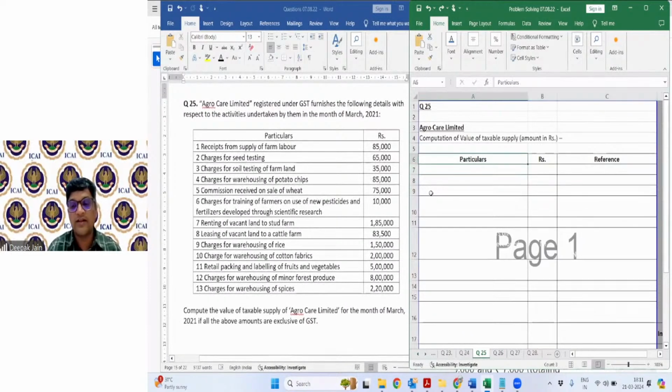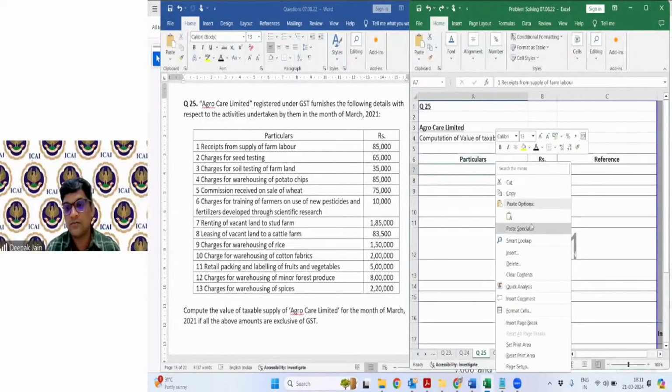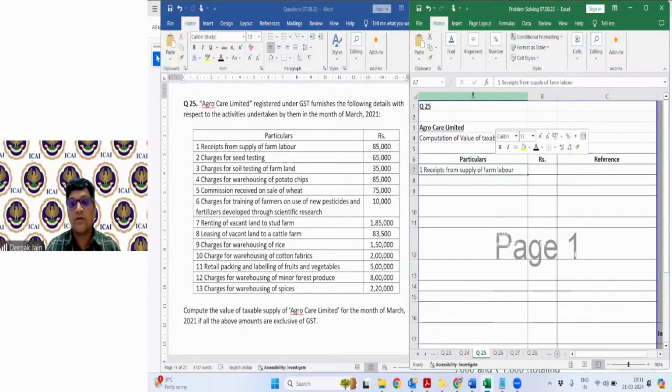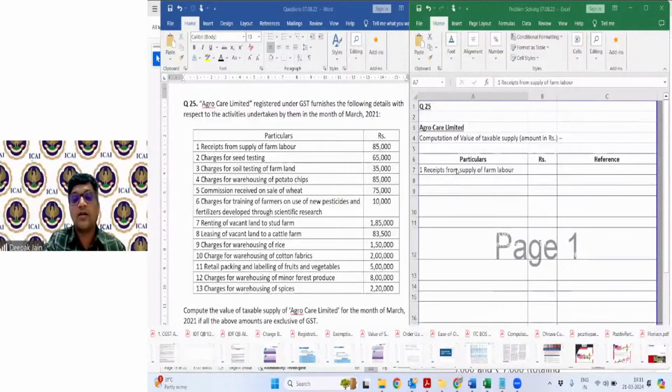The first line item is receipts of supply from farm labor. Is it liable to GST? Supply of farm labor, is it taxable?